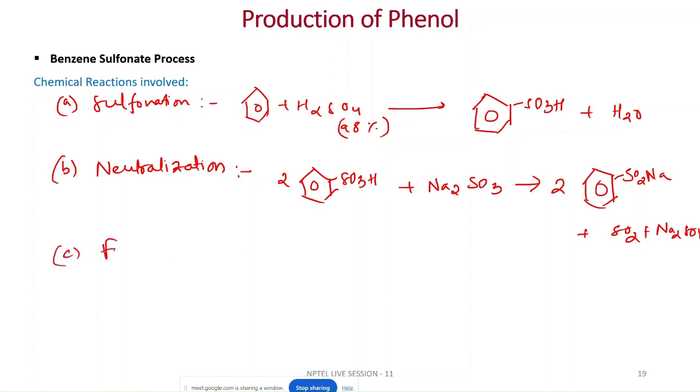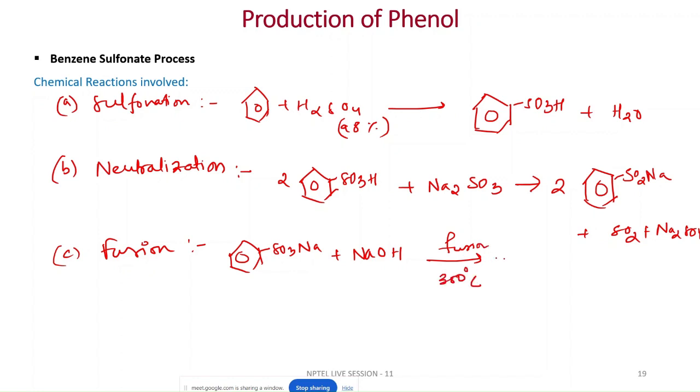The third step is the fusion, where it is further reacted with NaOH. That is the fusion reaction at a temperature of 300 degrees Celsius, and it produces sodium benzoate and SO2.